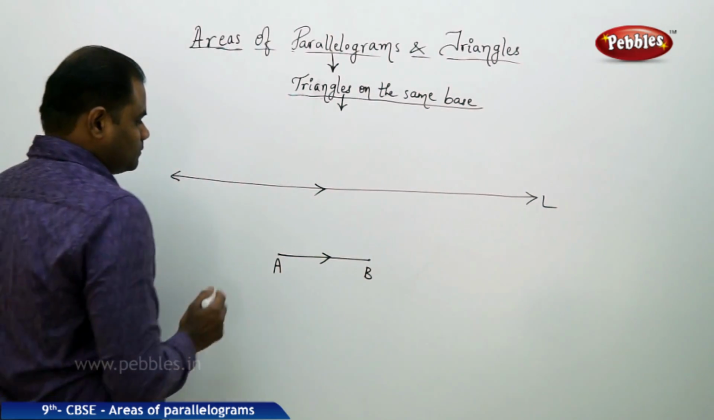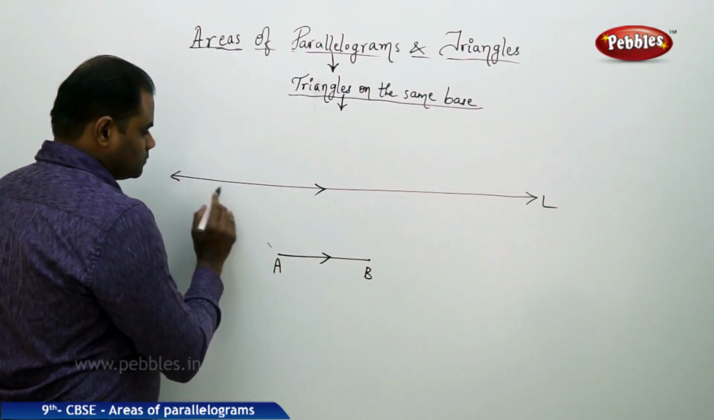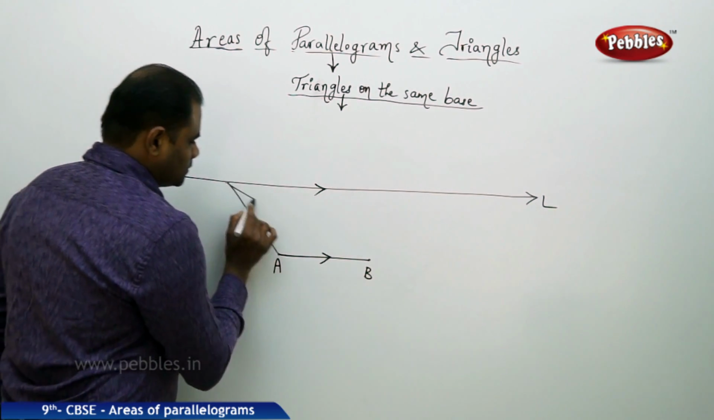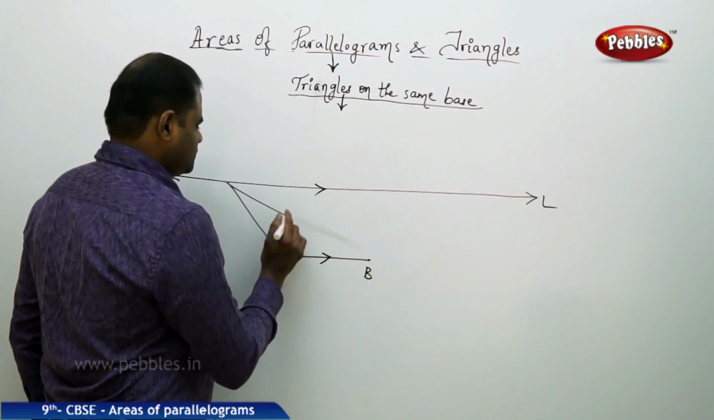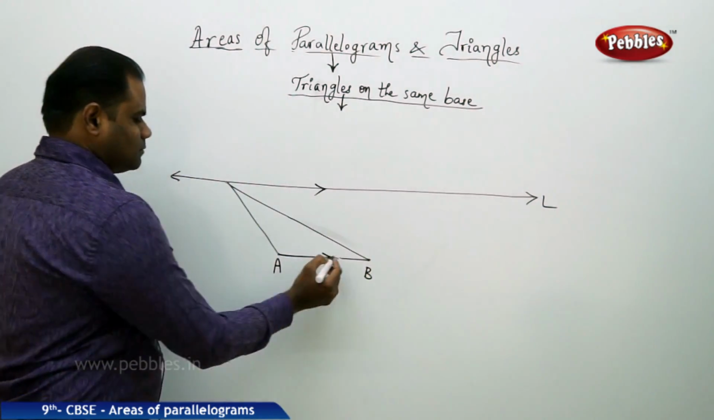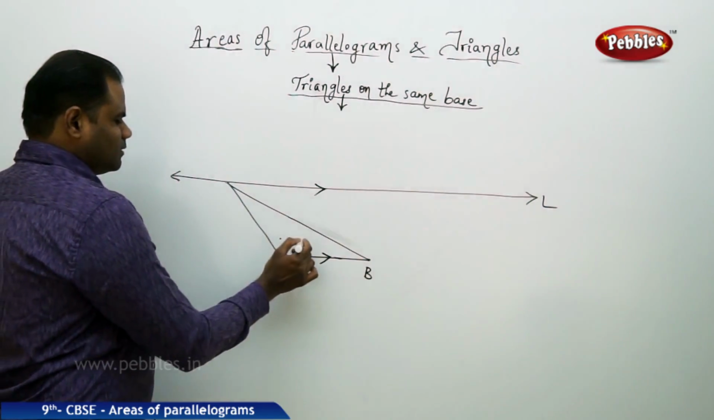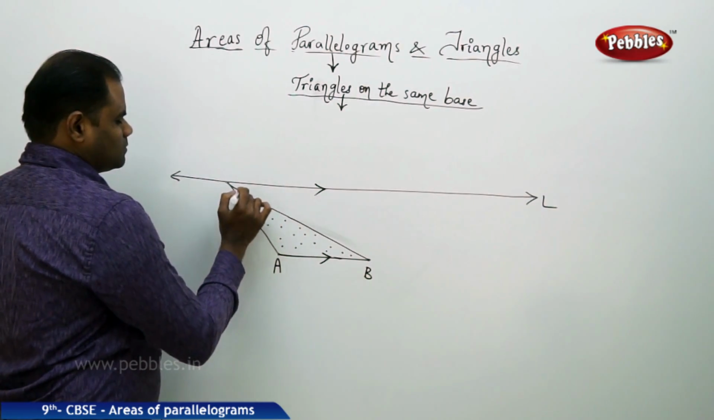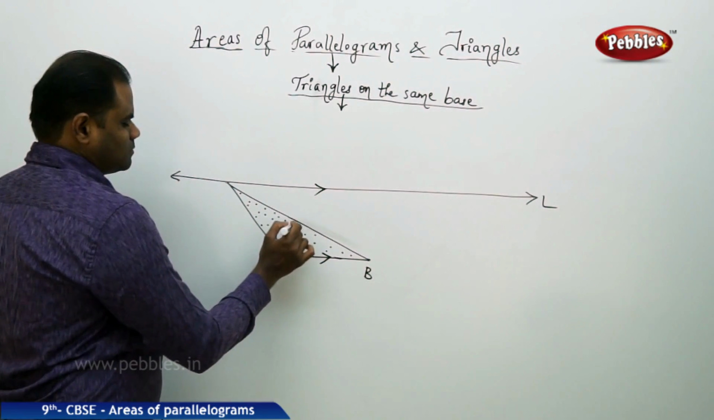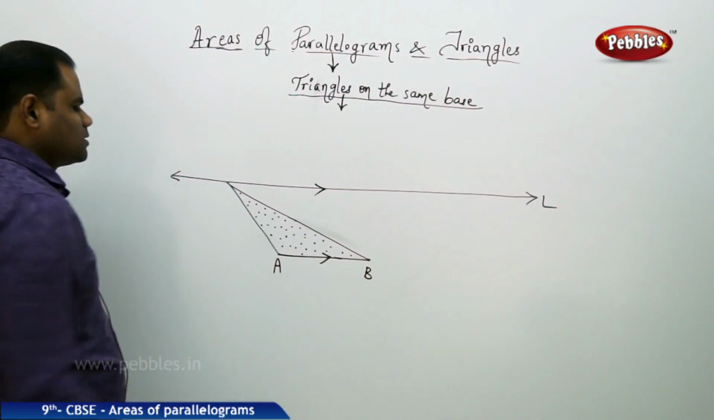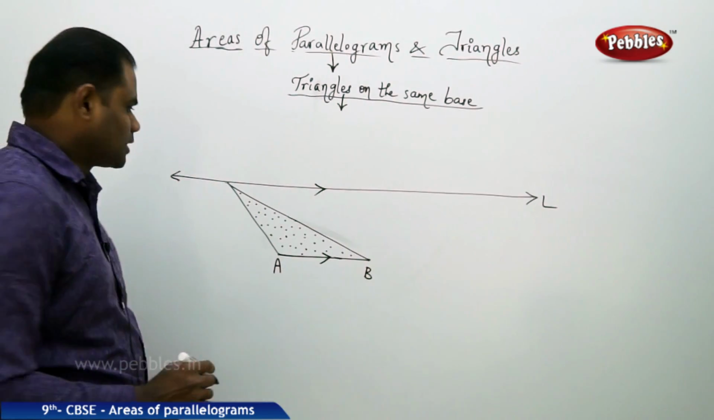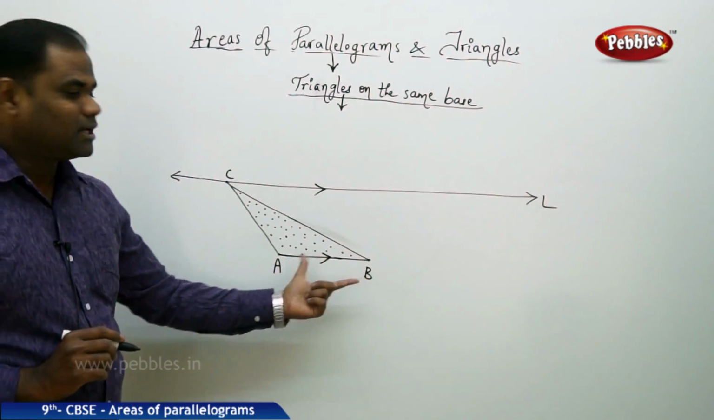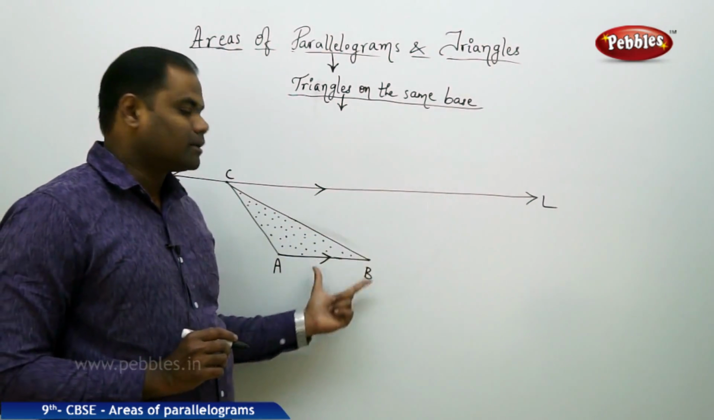So here I have a triangle, say from here to here. That's how I get one triangle which is like this. So this is the first triangle which connects the line L with point C. So ABC is a triangle with the same base AB and between the parallel lines L and AB.